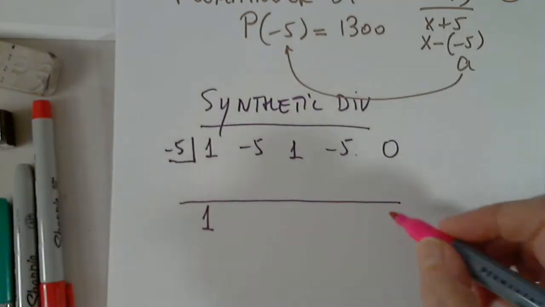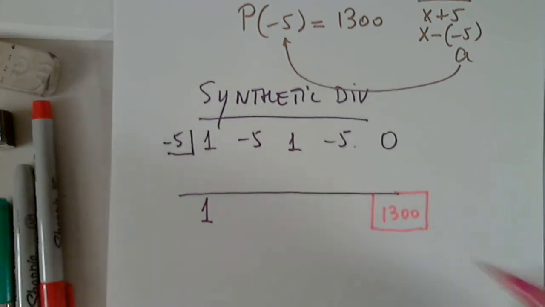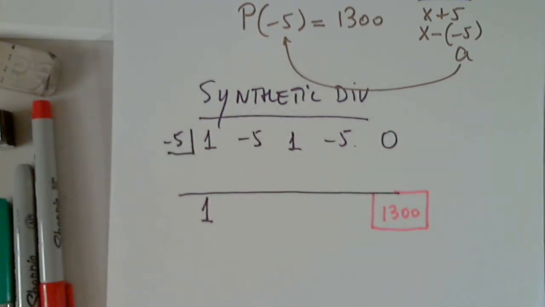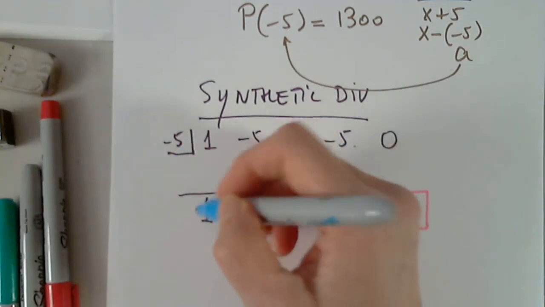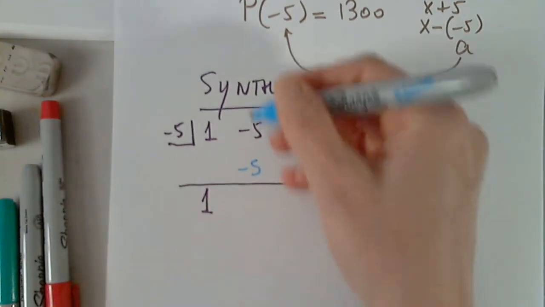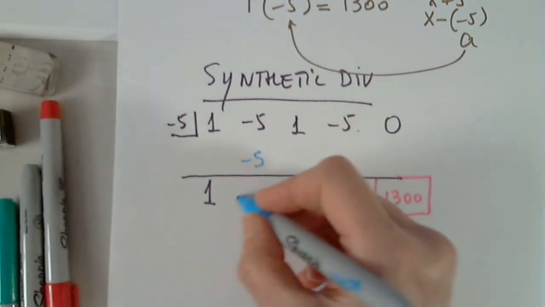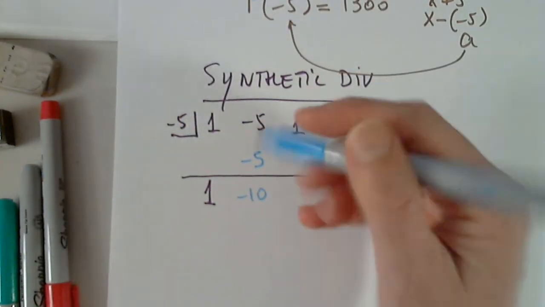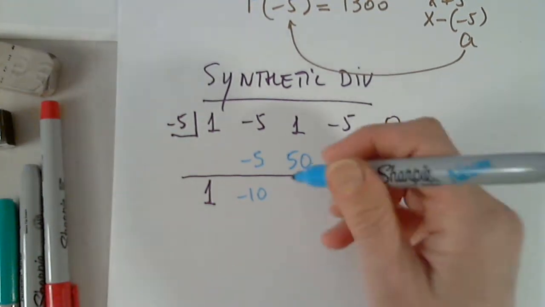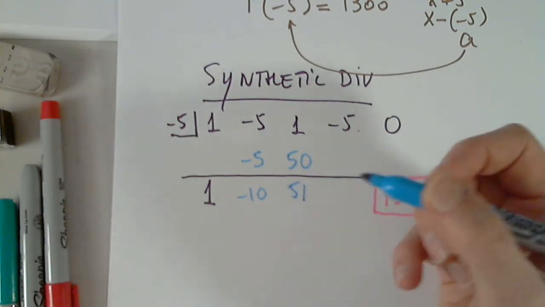And then we continue. Remember, when I get done here, this number has to be 1300. If it's not 1300, I have an error. I have to go back to the drawing board. So -5 times 1 is -5. I write it above the line and I perform the operations I see. Nothing hidden here. -5 minus 5 is -10. -5 times -10 is positive 50. I have to write it above the line. I perform the operations. 50 plus 1, 51.